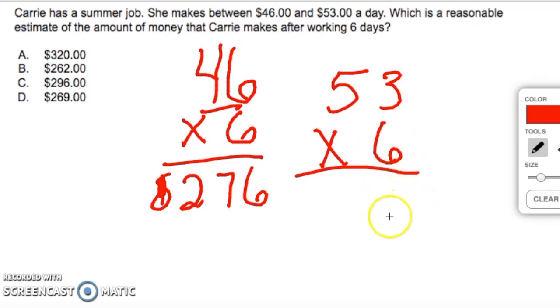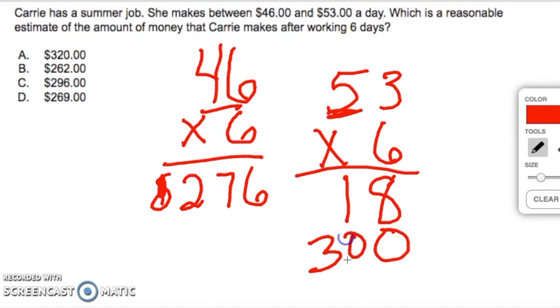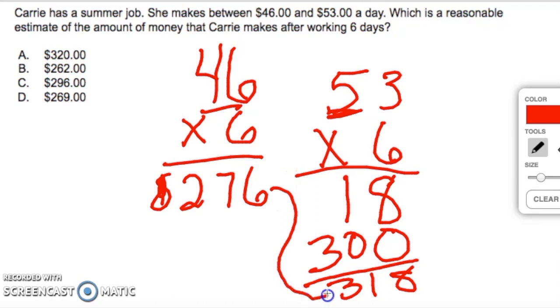I'm going to show you that partial products method again. I start on the right hand side. 6 times 3 equals 18. Write it down here. Now I think 6 times 50, because that 5 is in the tens place. 50, bring down the 0. 6 times 5 is 30. That gives me 318. So my answer has to be somewhere between these two.